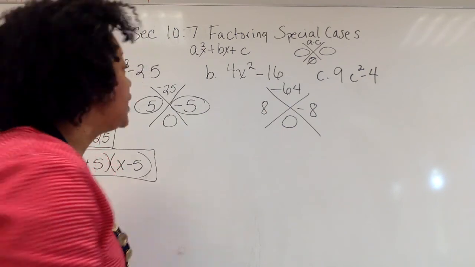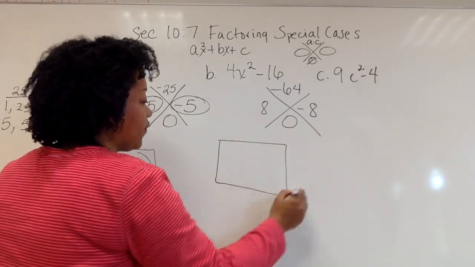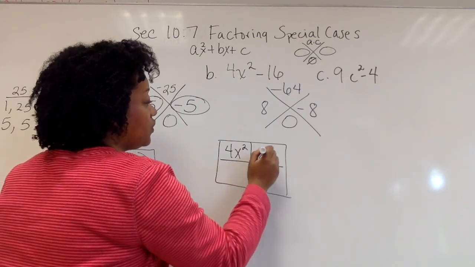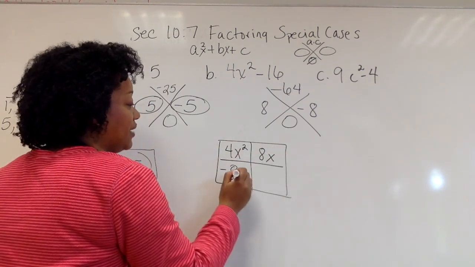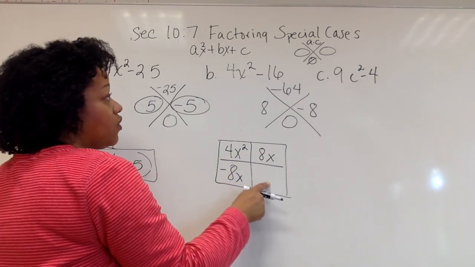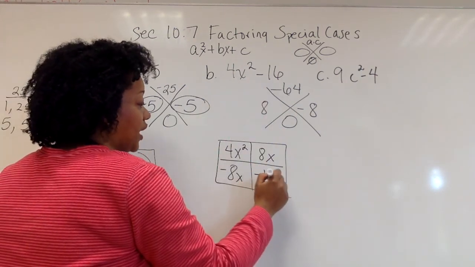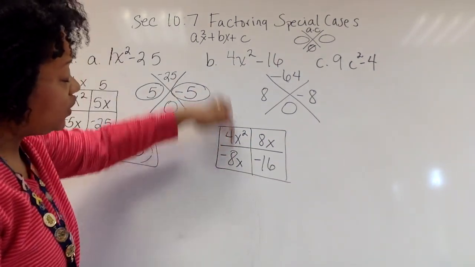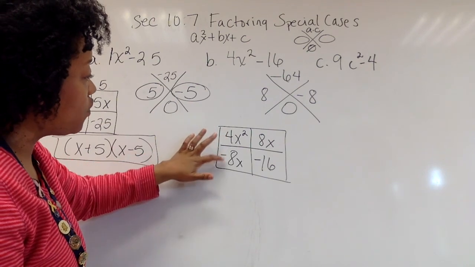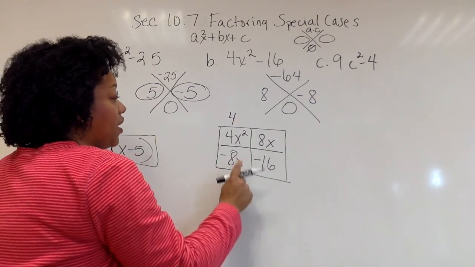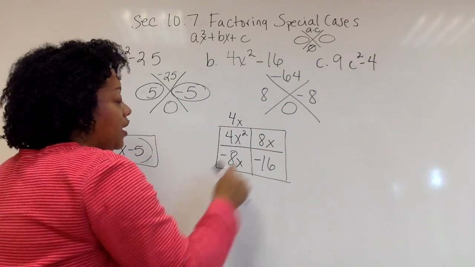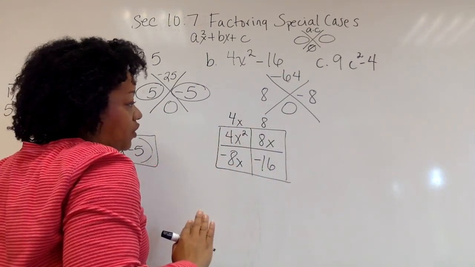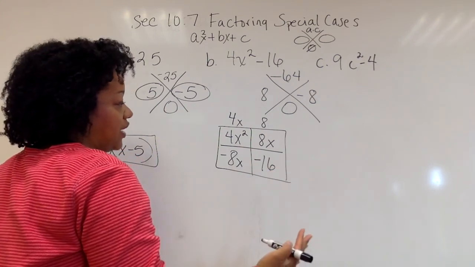So now we're ready. Let's set up our box. The first term is that 4x squared. Then my diagonals are what I got from the X, those 8s. And then my bottom corner is the last number, negative 16. All right, let's get these GCFs. First column, the GCF between 4 and 8 is 4. Take the smallest variable, it's x. Between 8 and 16, the GCF is 8. There is no variable for this one, so the GCF is just 8.